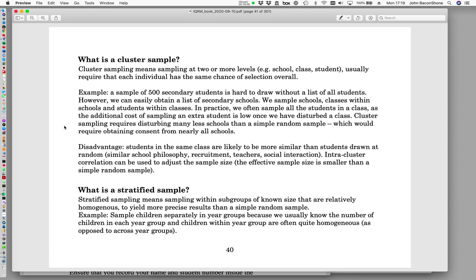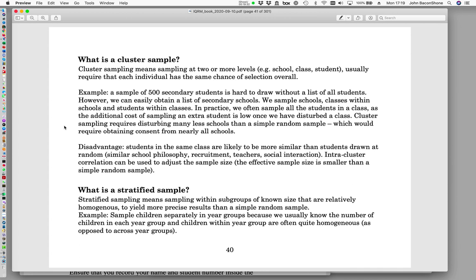Another strategy we can use is something called stratified sampling. So stratified sampling means we sample within subgroups of known size that are relatively homogeneous. What does homogeneous mean? Homogeneous means similar. So we can actually make similarity a good idea if we know the size of the subgroup. So what would that mean in this case?